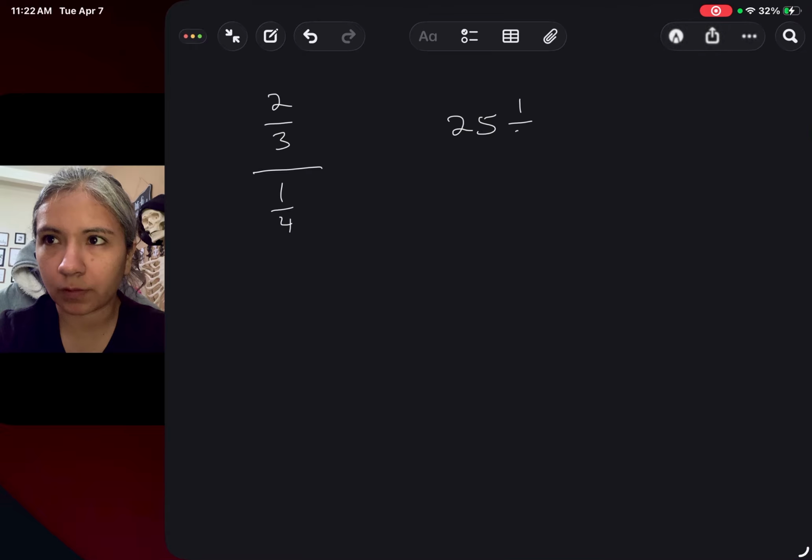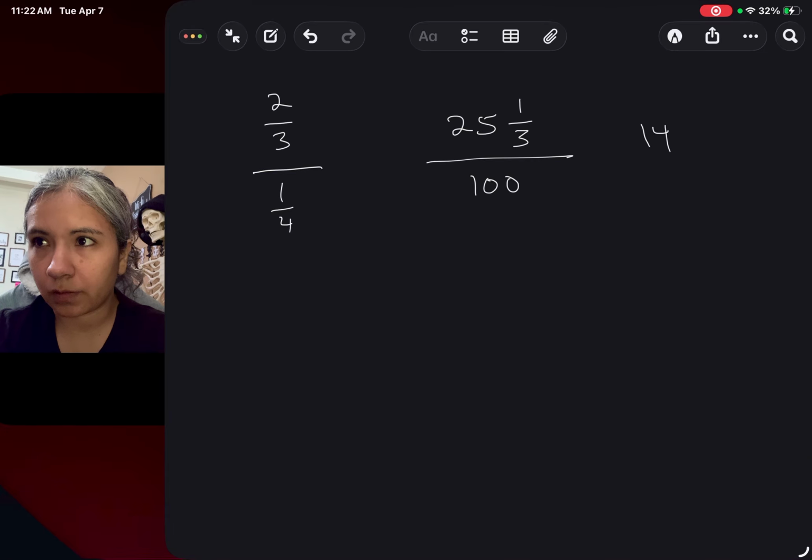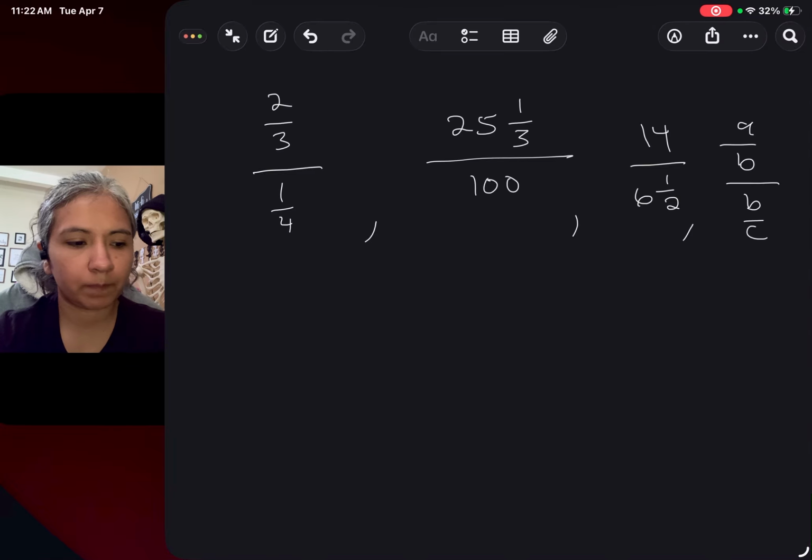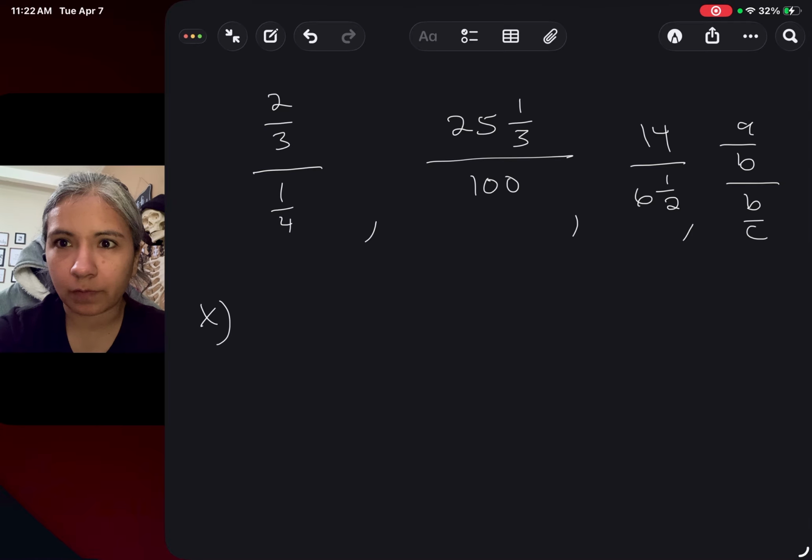25 and 1/3 divided by 100 is a complex fraction, and 14 divided by 6 and 1/2 is a complex fraction, and so is a/b divided by b/c. These are complex fractions. So let's simplify the first one.